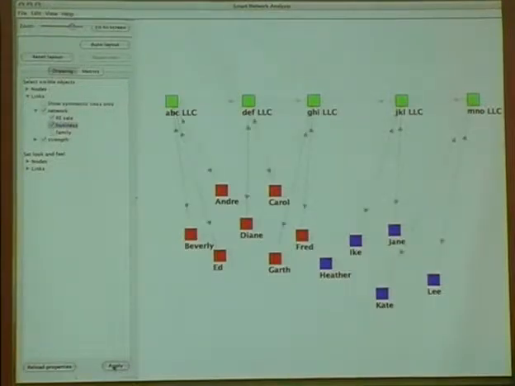connected to these businesses, they found that, okay, Beverly and Ed are connected with ABC, so is Andre, Diane and Carol are too. These people own these limited liability corporations, and everything seems to be fine. Well, then they dug a little deeper, and somebody told them that what this really is, is a big family operation.